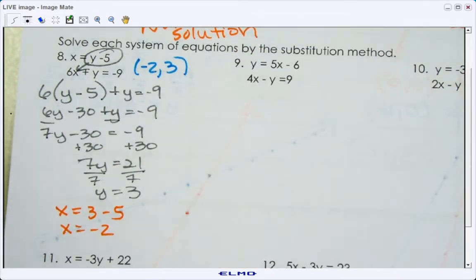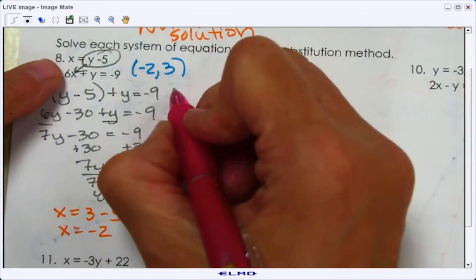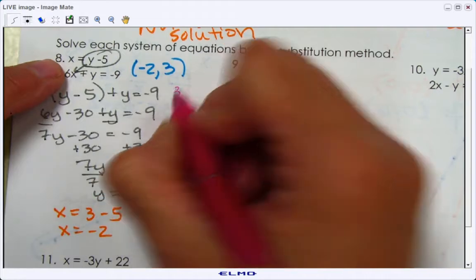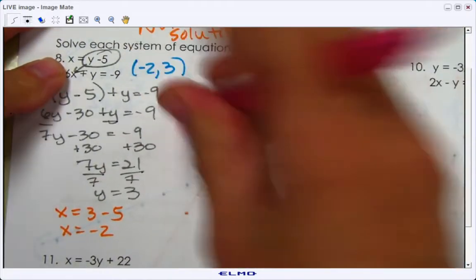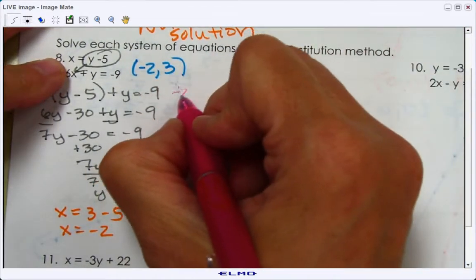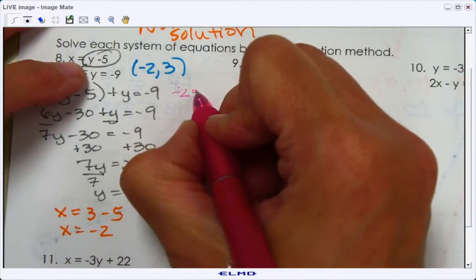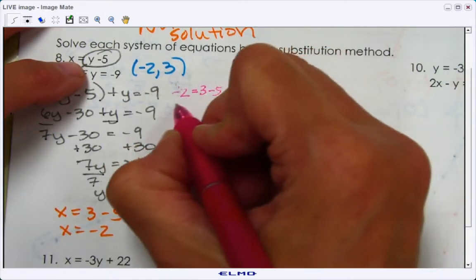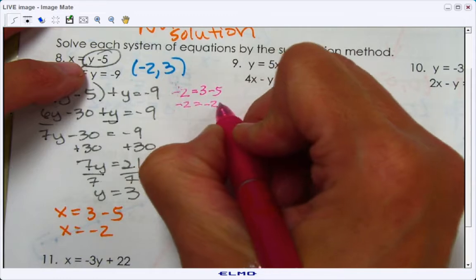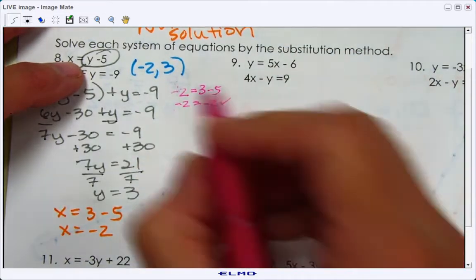If I plug that in, boys and girls, to check my work, to make sure that I did the right thing, I would take negative 2 equals 3 minus 5. Negative 2 equals negative 2. There's the solution for that one.